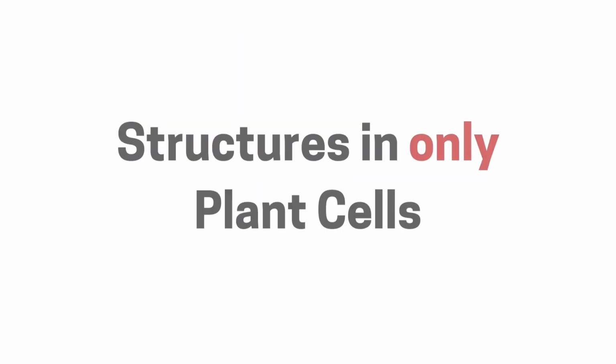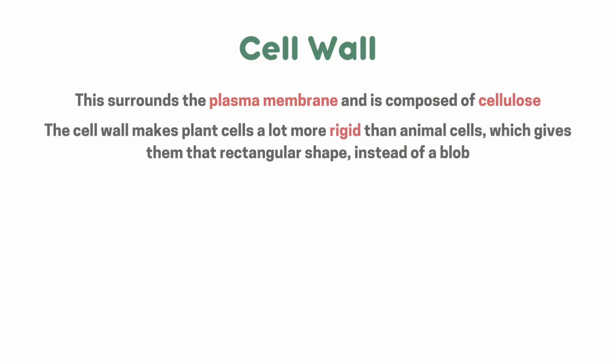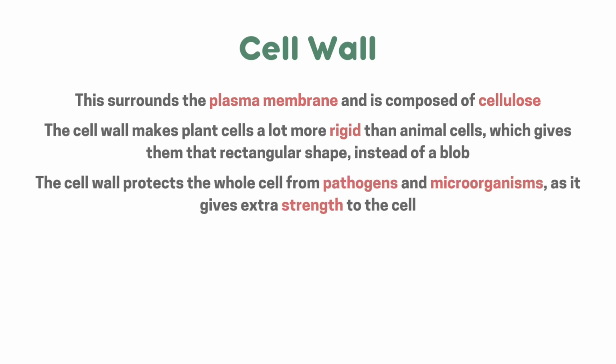Now we're going to go over structures in only plant cells. First up is the cell wall. This surrounds the plasma membrane and is composed of cellulose. You will learn more about cellulose when you get to the topic regarding biological molecules. The cell wall makes plant cells a lot more rigid than animal cells, which gives them that rectangular shape instead of a blob. The cell wall protects the whole cell from pathogens and microorganisms as it gives extra strength to the cell. All plant cells have a cellulose cell wall.